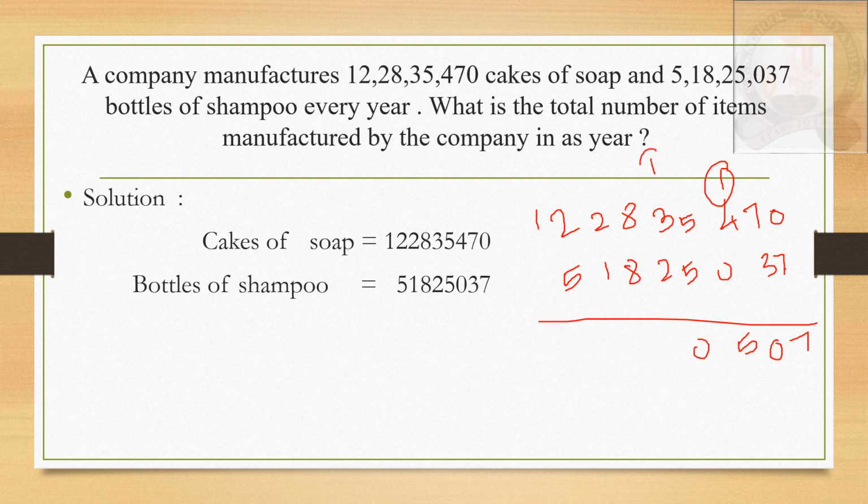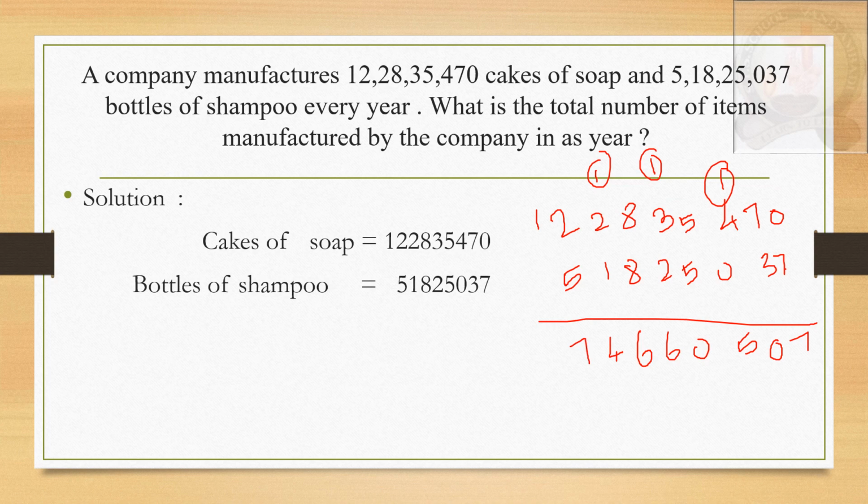1 plus 4 is 5. 5 plus 0 is 5. Again 5. Then 5 plus 5 is 10. For 10 you write 0. 1 carry to the next digit. 1 plus 3 is 4. 4 plus 2 is 6. 8 plus 8 is 16. For 16 write 6. 1 carry to the next digit.